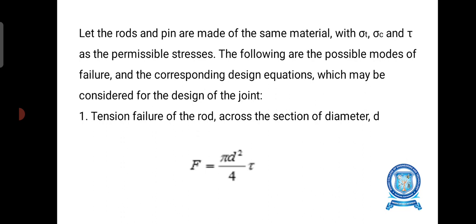Let the rod and pin be made of the same material with sigma T, sigma C and tau as the permissible stresses. The following are the possible modes of failure and the corresponding design equations which may be considered for the design of the joint. First, the tension failure of the rod across the section of diameter d. The formula is F equals pi d squared by 4 times sigma T.